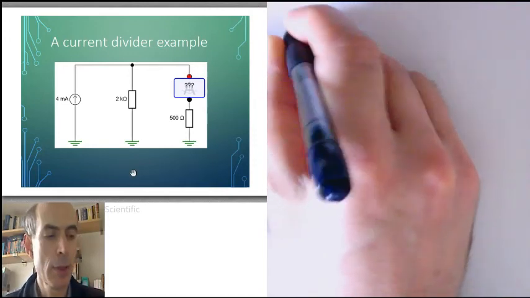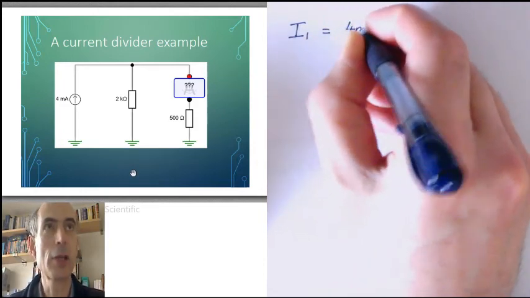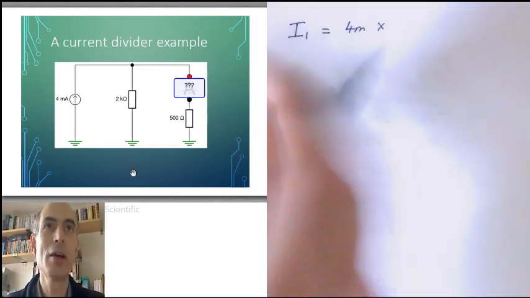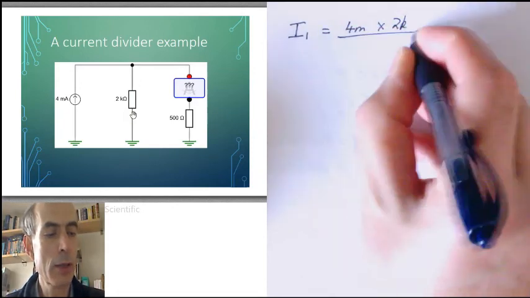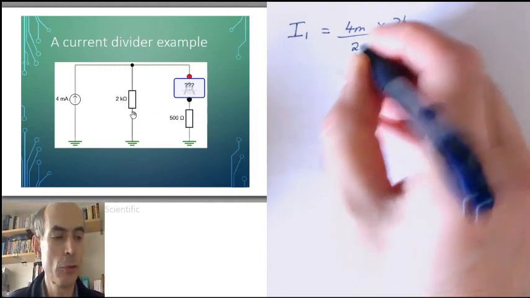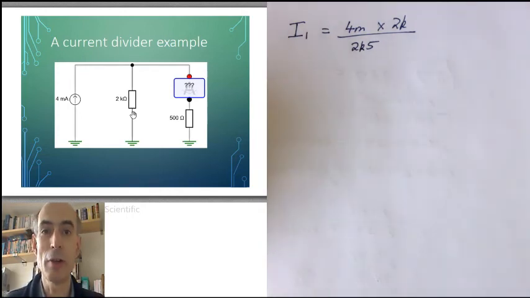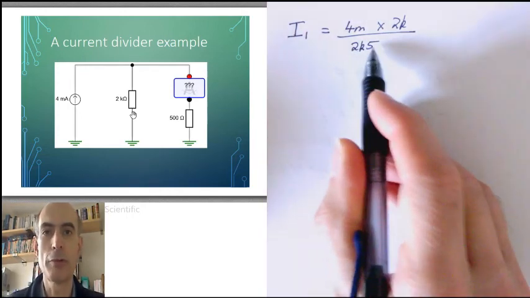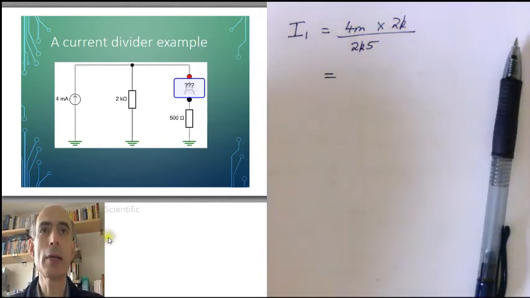An unknown current is the total input current, in this case 4 milliamps, times the other resistor, the resistor that the current that I'm interested in, I1, is not flowing through, 2K, divided by the total resistance, which in this case is 2K plus 500 ohms, which is 2.5K, which I'd normally write as 2K5. It means the same thing as 2.5K, 2,500. And then all I have to do is work that out.